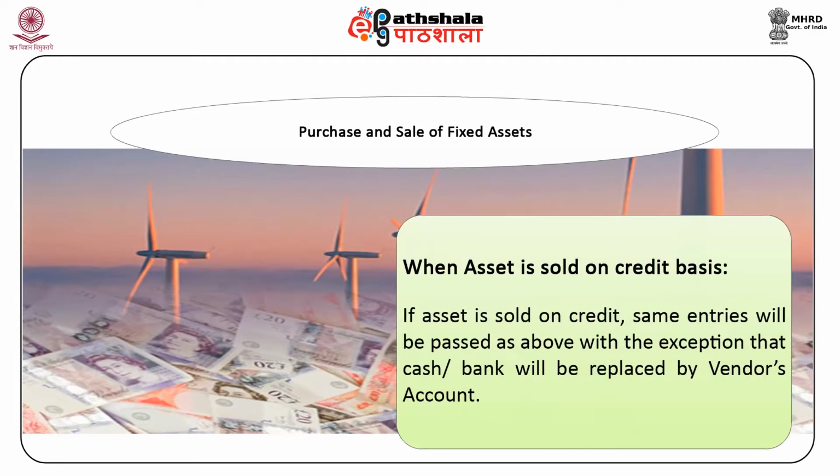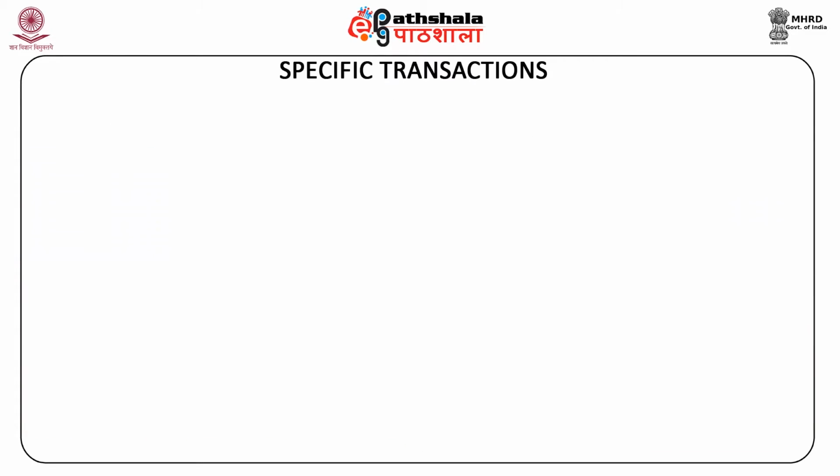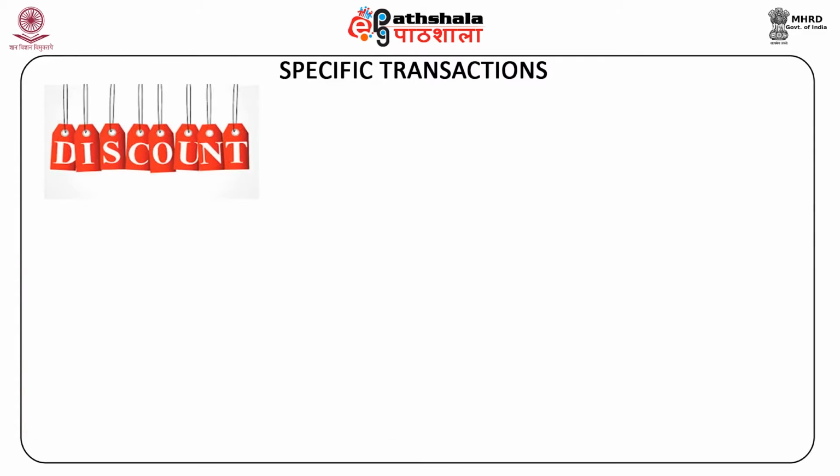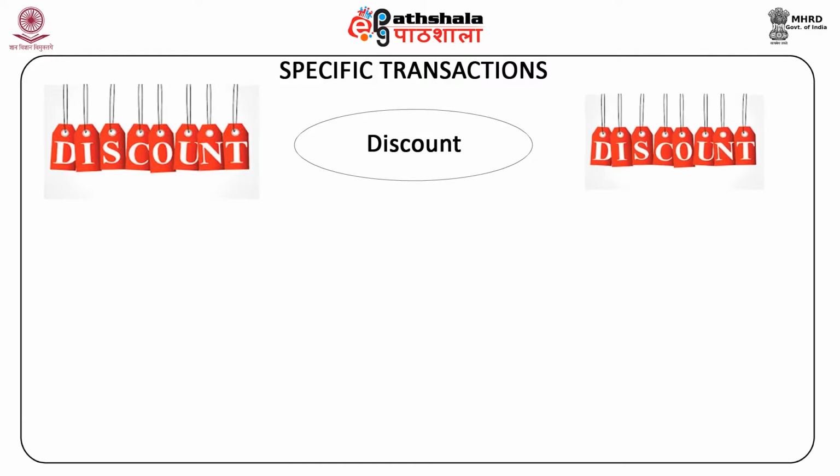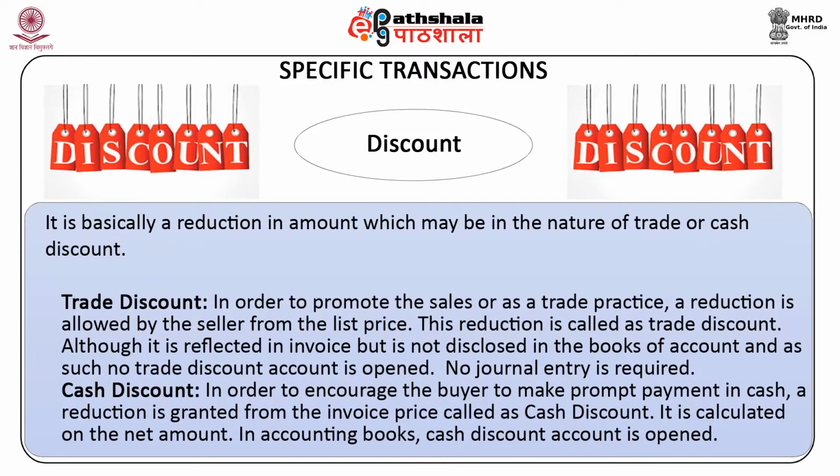When an asset is sold on credit basis, the same entries will be passed as above, with the exception that cash or bank will be replaced by vendor's account. The next type of transaction is discount. It is basically a reduction in amount which may be in the nature of trade or cash discount.